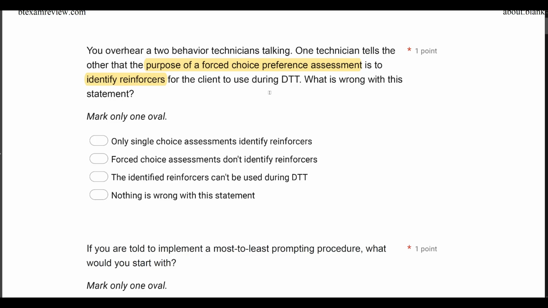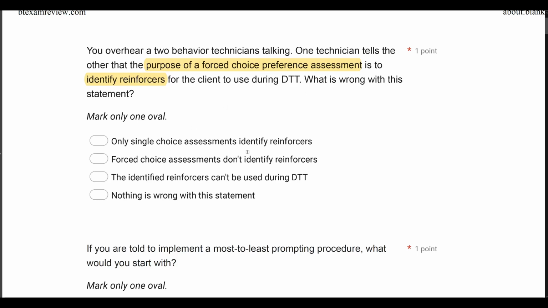Well, to me, we're using a preference assessment, but the technician is saying we're identifying reinforcers. Why is that wrong? What are we identifying with preference assessments? Well, we're identifying potential reinforcers, and that's a big difference. There's a big difference between a reinforcer and a potential reinforcer, because with the preference assessment, we're identifying things the client prefers and they like. And it's leading us down a path where we can start identifying items that are actually reinforcing and can change behavior. But a forced choice preference assessment does not identify reinforcers. It identifies potential reinforcers.